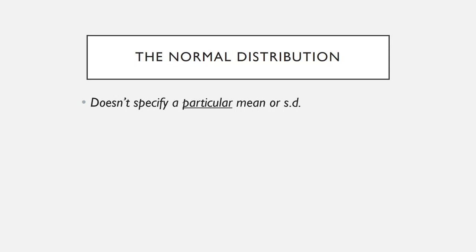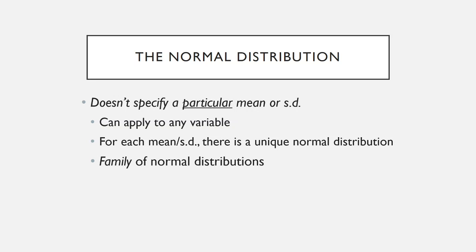Again, as I mentioned, the normal distribution is a theoretical probability distribution. In more specific terms, what that means is that the normal distribution is not bound by any particular mean or standard deviation. For any theoretical mean and standard deviation combination, there's a unique normal distribution associated with that descriptive pairing. So the normal distribution can apply to any variable with any mean and standard deviation associated with it. For that reason, we say that there's not a single normal distribution, but rather a family of normal distributions.